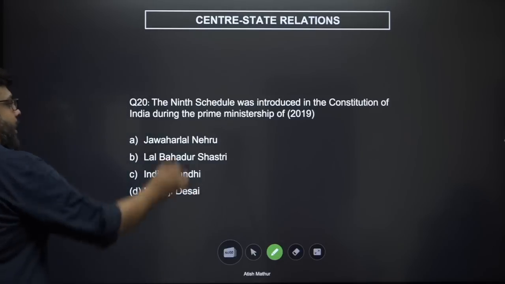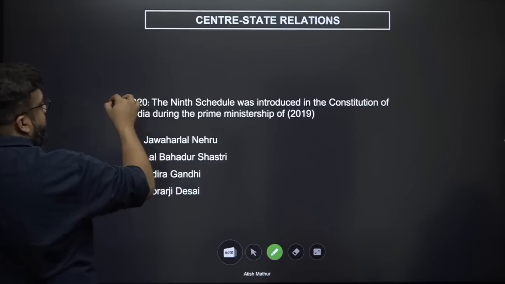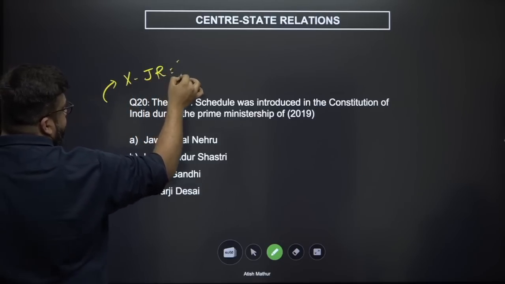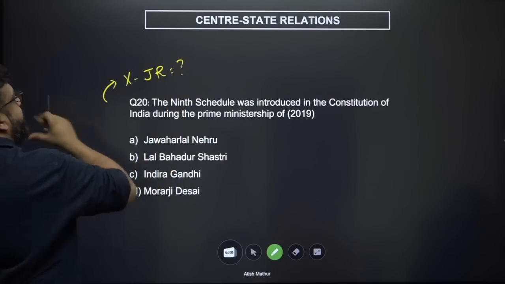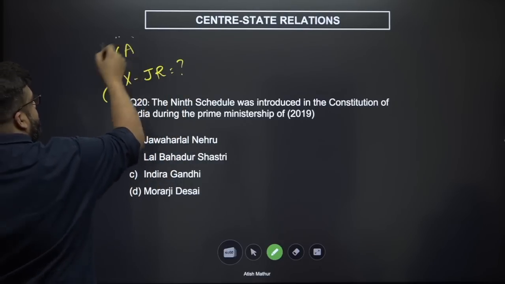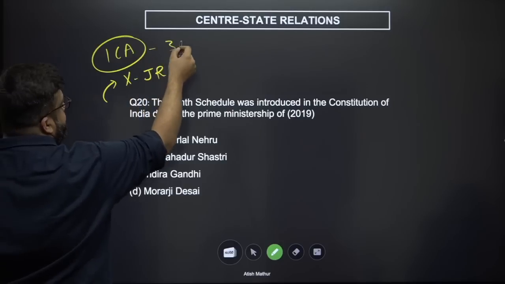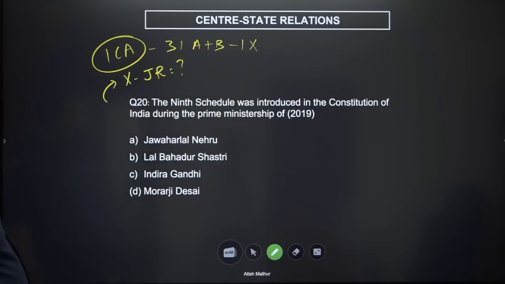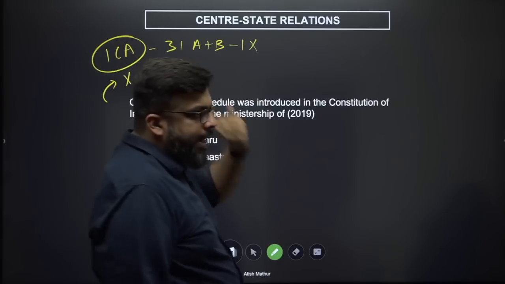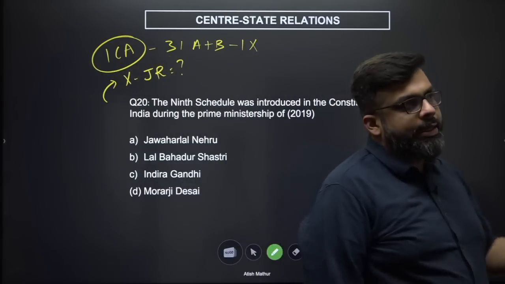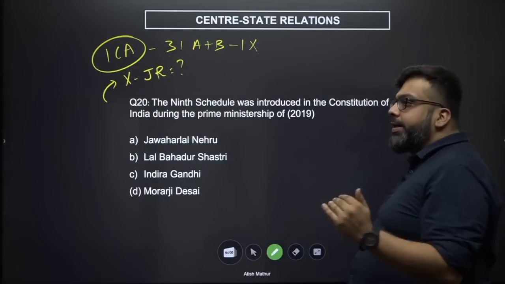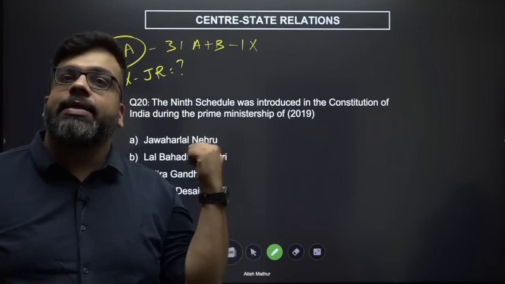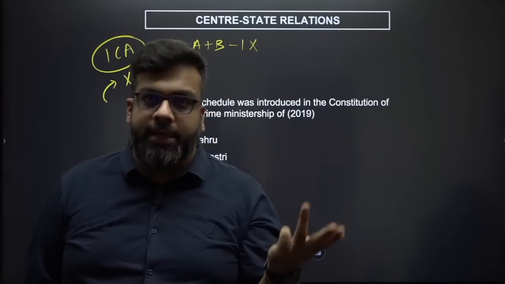The 9th schedule was introduced in the Constitution of India during the Prime Ministership of... simple. The 9th schedule, which was added, which bars laws from being judicially reviewed, was added when? It was added in the first constitutional amendment itself through Articles 31A and B, complemented by the 9th schedule. Now, why was this done? Because the landlords had started challenging state land reform laws, which provided a ceiling on the amount of land that they could own, which violated their then existing fundamental right to property, expression and equality.